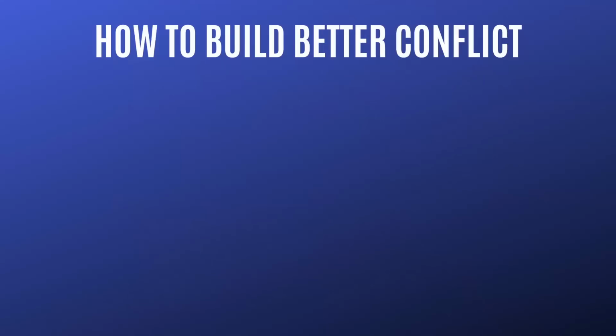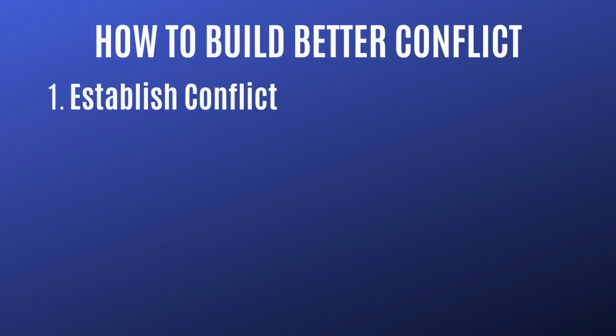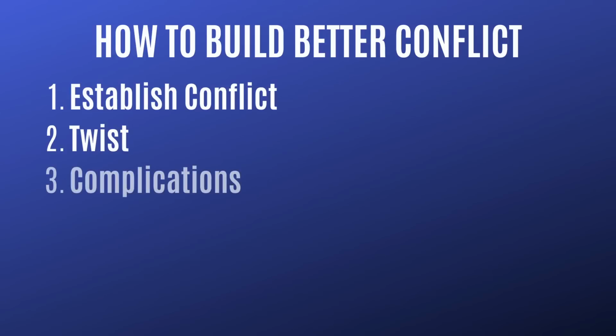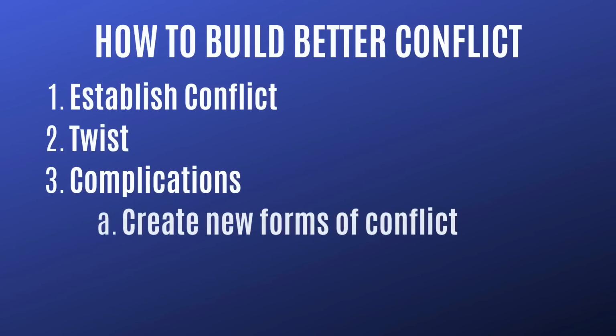So today I'm going to share with you a 3-step method for building conflict. And here's how it works. It's really simple. First, you establish conflict. This means you set up a problem that must be solved. Second, you deliver a twist. And this means that when action is taken, you need to give us a surprise outcome. And then the third step is to create complications. And this means that you use the initial conflict to create new forms of conflict.